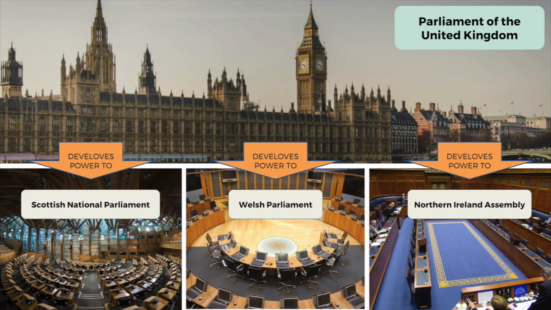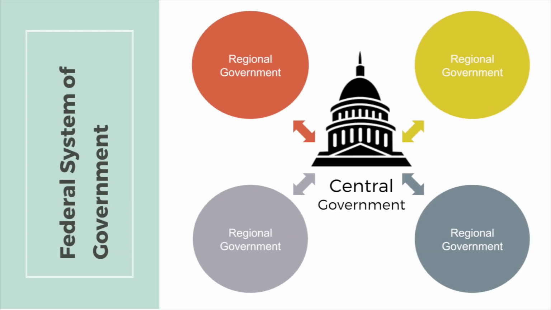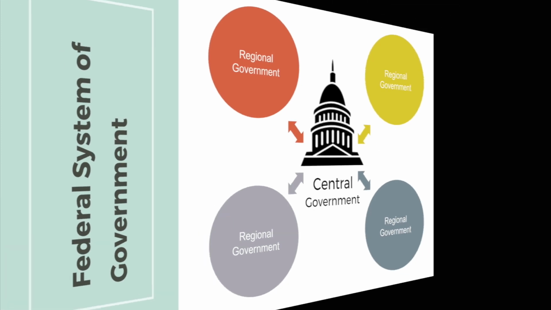In the United Kingdom, power is devolved by Parliament to the Scottish National Parliament, the Welsh Parliament, and the Northern Ireland Assembly. Both the Welsh and Scottish parliaments were established in 1999, fulfilling a promise made by Tony Blair to devolve power. Federal systems of government function very differently than these unitary systems. Rather than concentrating all power in the central government, power is shared between central and regional or local governments. In our course, Russia, Mexico, and Nigeria have what we can call federal systems of government.